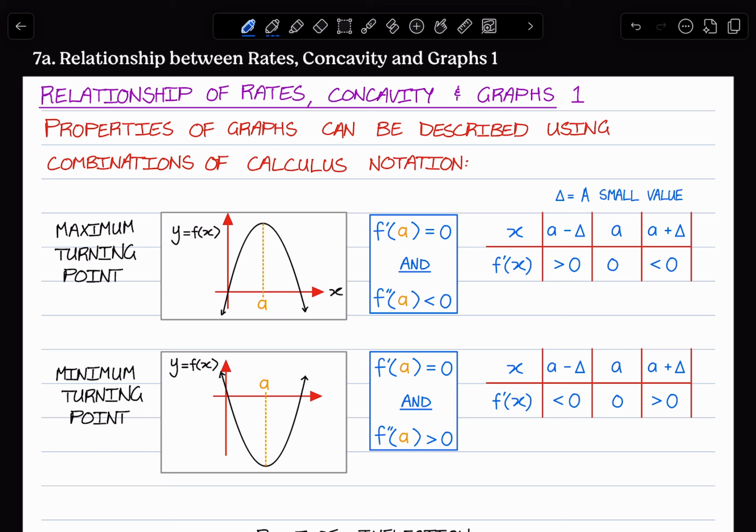Hello class, this is a video tutorial on the relationship of rates, concavity, and graphs. So far, properties of graphs we've learned can be described using combinations of calculus notations.